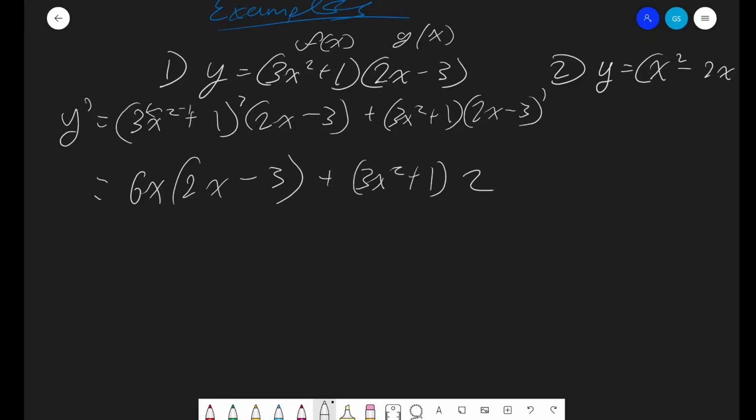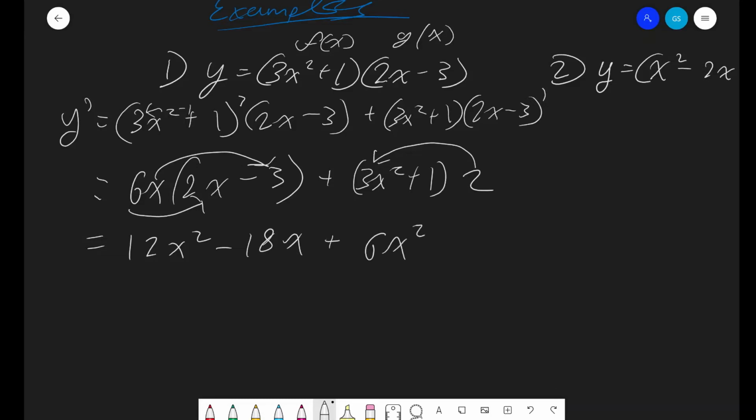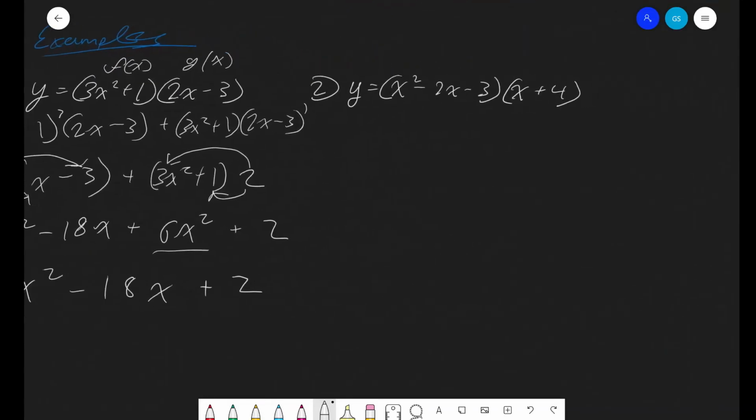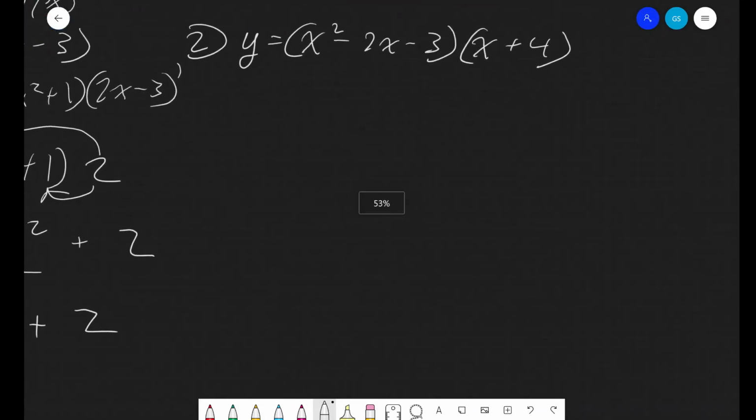that's just 2. Expand this: 6x times 2x is 12x squared. 6x times negative 3 is negative 18x. 2 times x squared, and 2 times 1 is 2. 12x squared plus 6x squared over here is 18x squared, minus 18x plus 2. And that is the derivative of this. Let's try this other example here. Pause the video and see if you can figure this out.